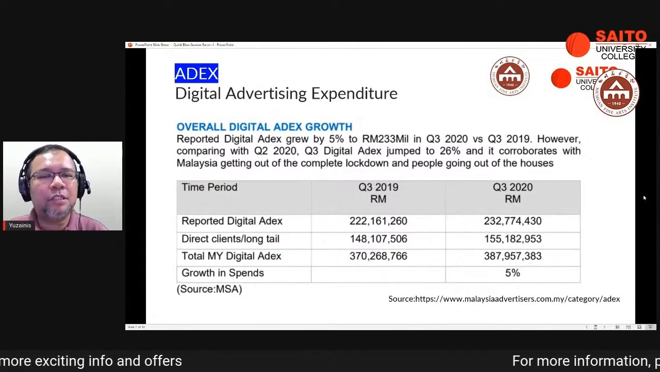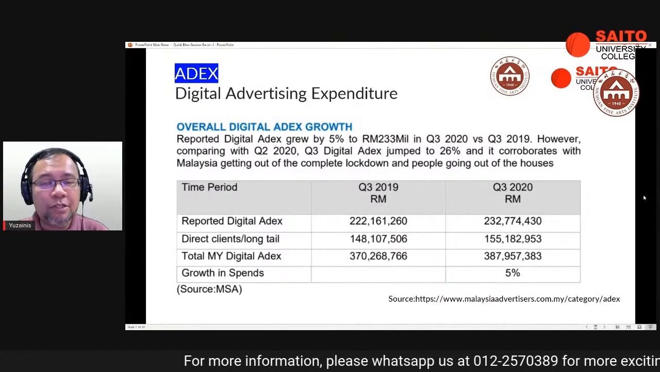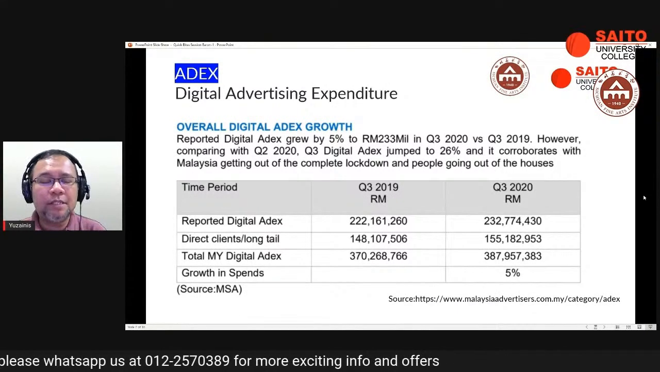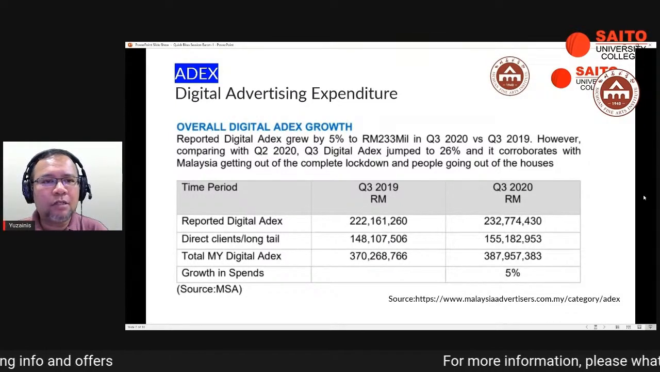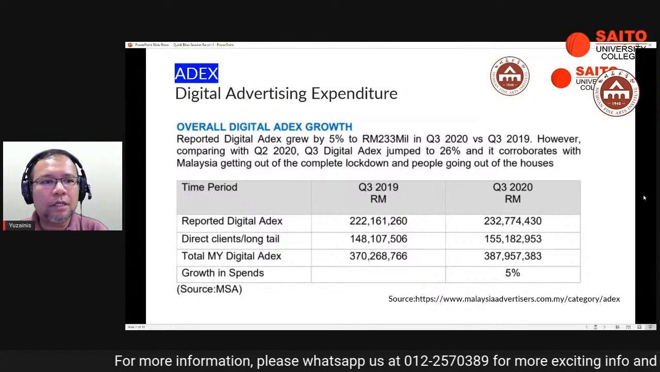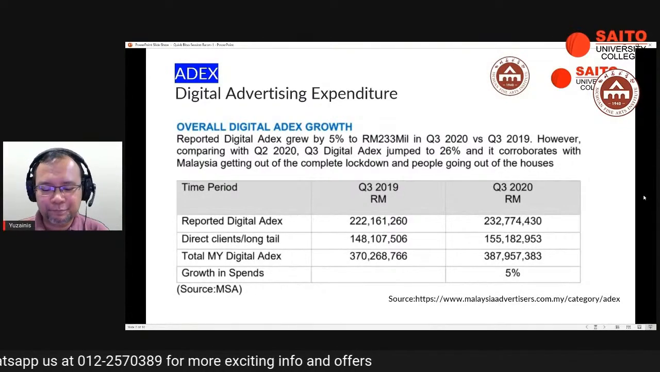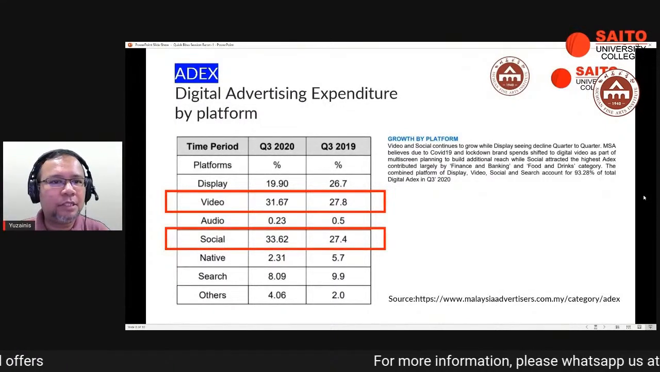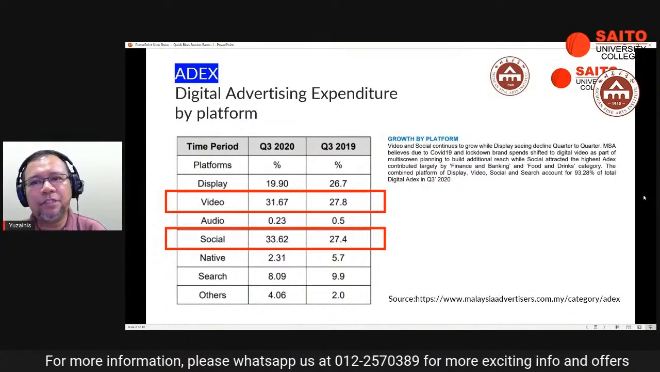The reason for the increase of 5% is because a lot of audiences don't go out, they stay at home during the lockdown, and video is their main consumption. So even though video content is not produced normally, video content is still being produced to cater to this mass of viewers. Right, so you can see video that is produced on social media also increased itself.